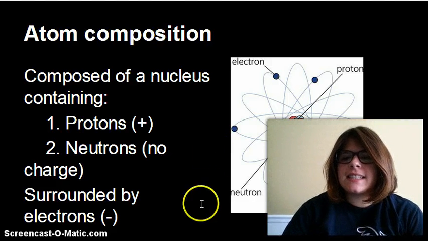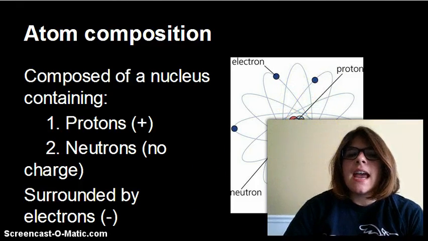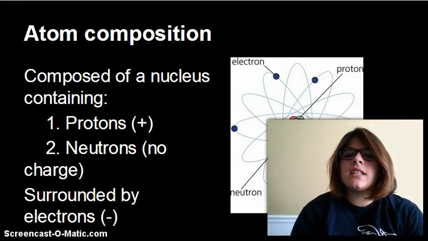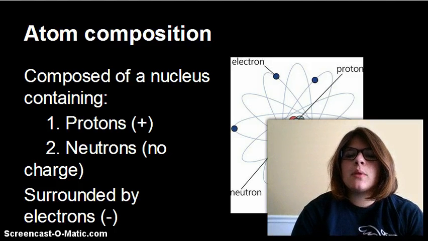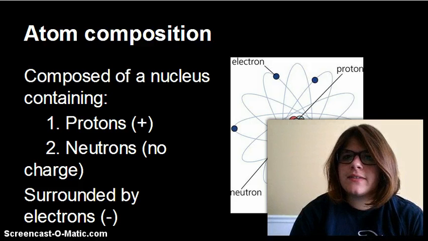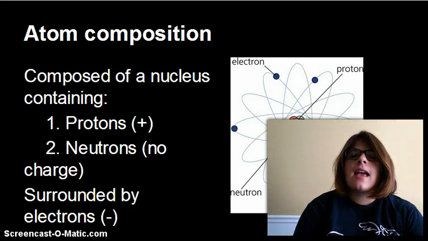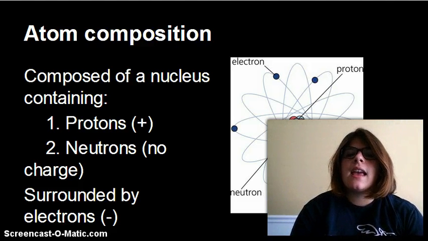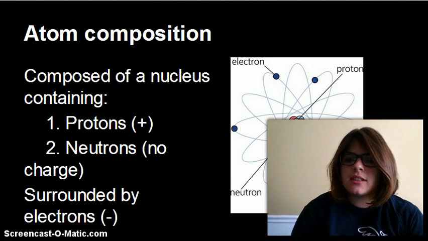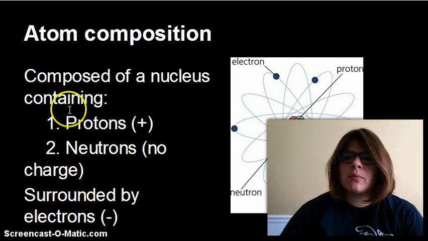And the nucleus is this center area right here. And when you're looking at that, you see two different colored particles. Well, one, the bluish particle, is a proton. And a proton is positively charged. Then you have the red particle, which is a neutron, and the neutron has no charge, and that's surrounded by these dark blue particles called electrons.